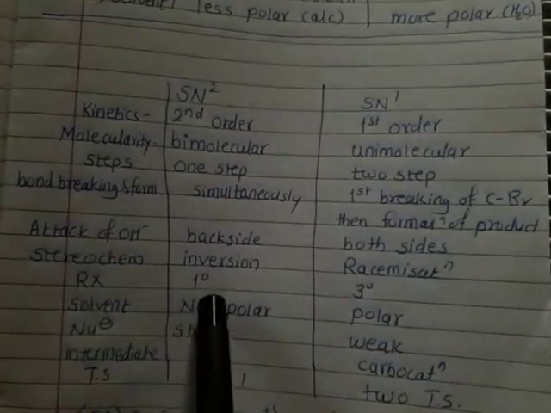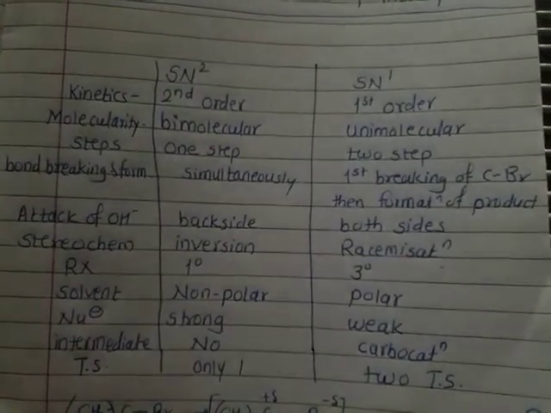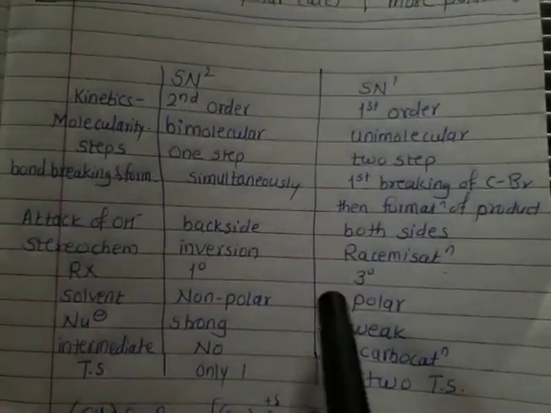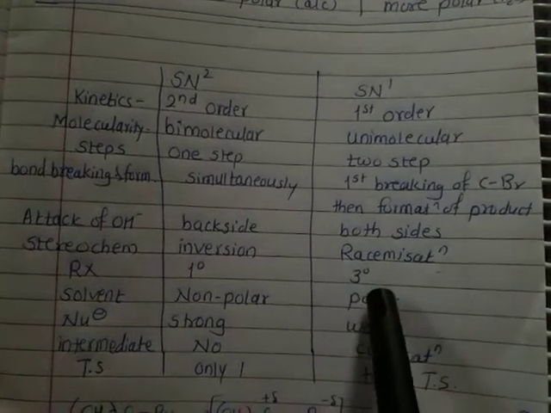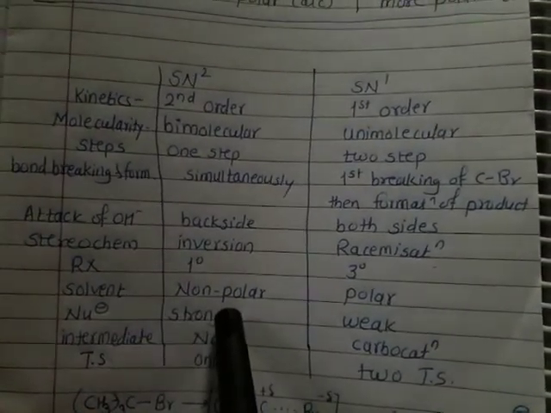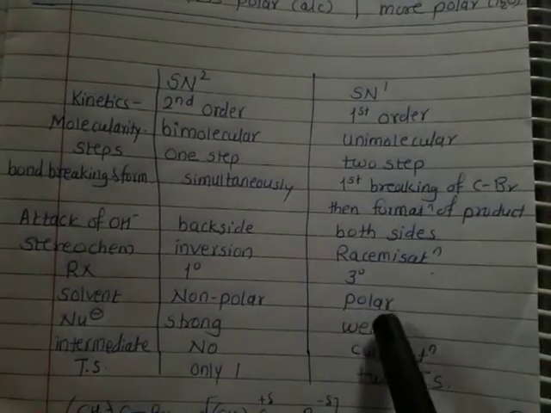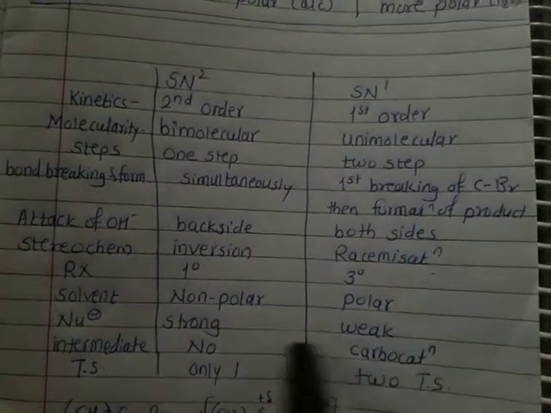Alkyl halide: if it is primary, then it undergoes SN2 reaction, and if it is a tertiary alkyl halide, it undergoes SN1 reaction. Solvent: if non-polar solvent, then it prefers SN2 reaction, and polar solvent favors SN1 reaction.